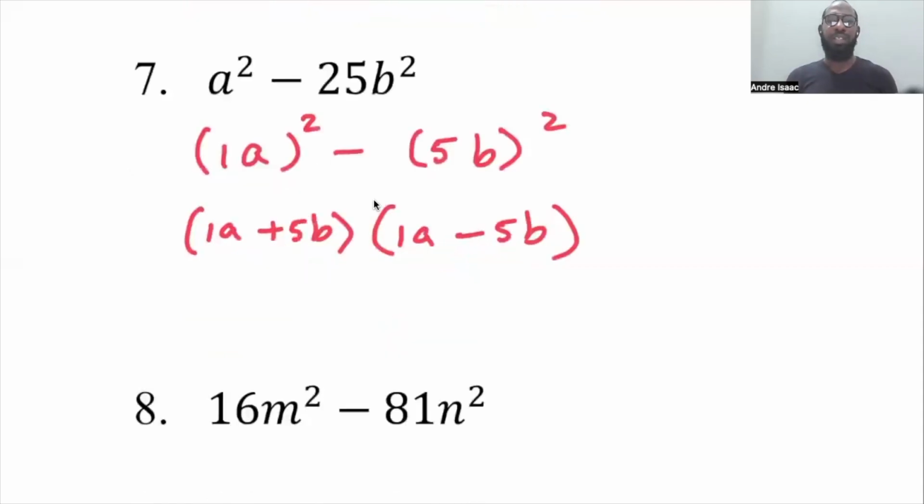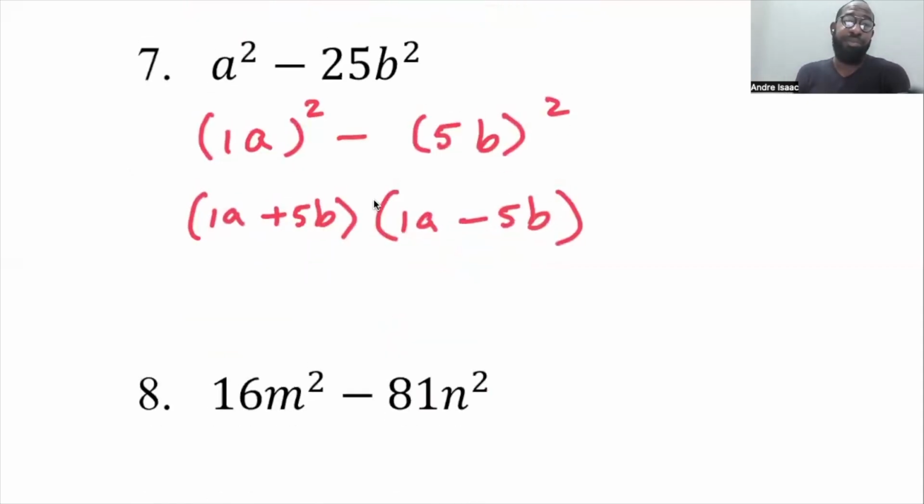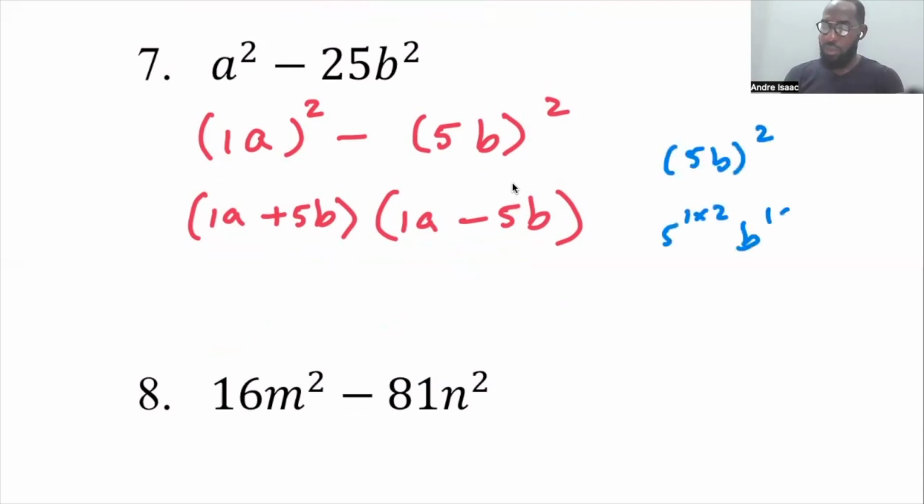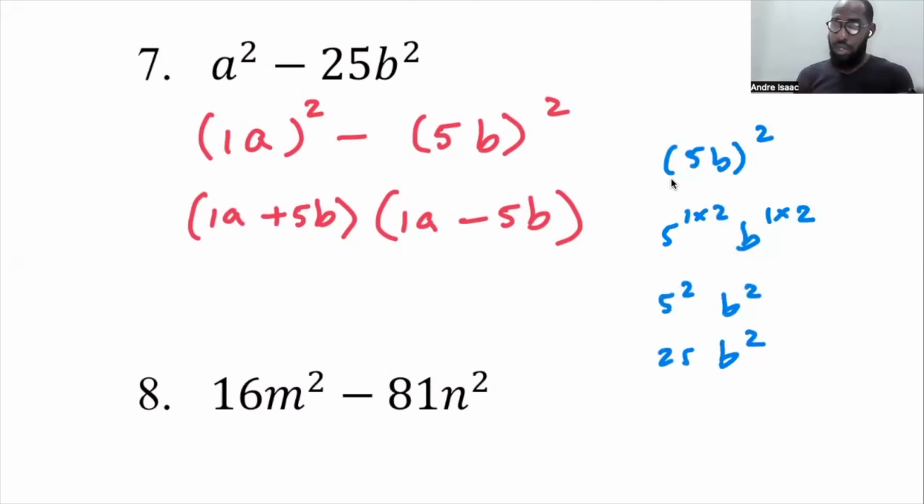If we get in a little trouble understanding why this term is equal to that term, check my laws of indices video, because it's a simple fix. For example, if you have 5b squared, this is 5 to the 1 times 2, b to the 1 times 2. 5 squared, b squared, 25b squared. So check out my laws of indices video, and that will cover that. I'm going to erase this here.